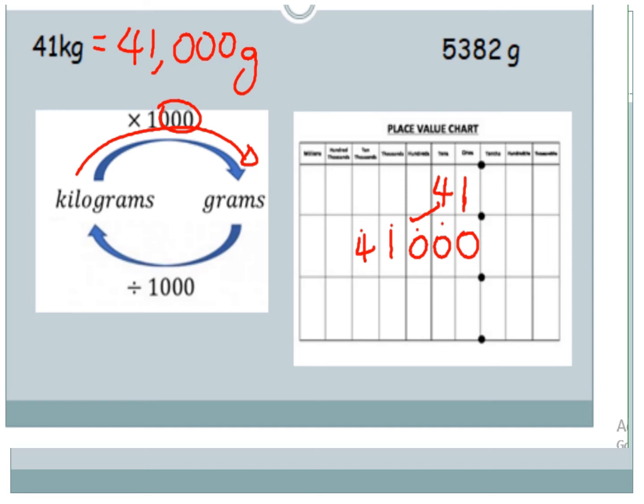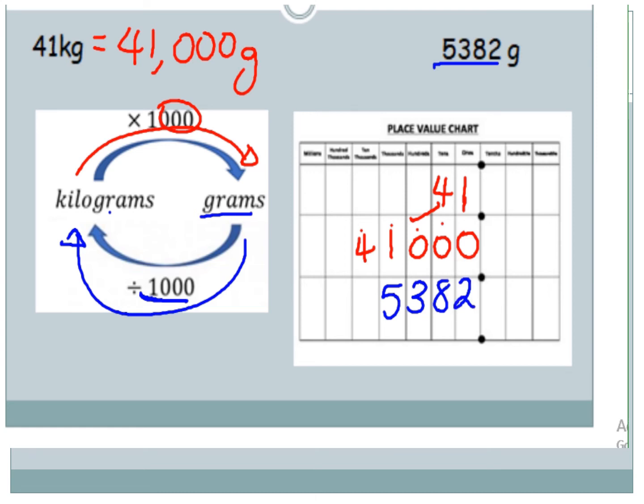So, 5,382 grams. So we're going grams to kilograms. So we're going to go this way, following the arrow. We are dividing by 1,000. So we will start off by writing the number into the place value chart. 5,382. Move it all 3 spaces to the right.